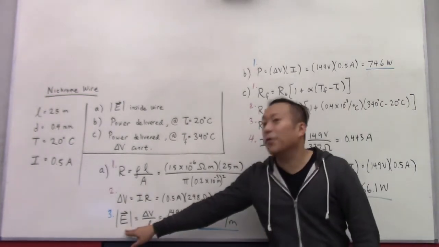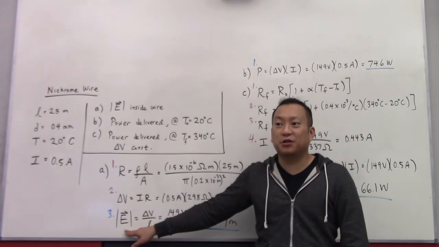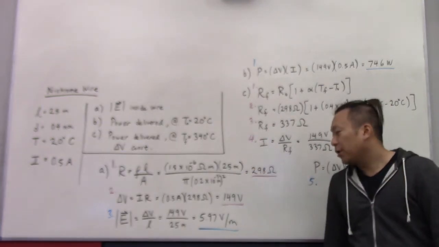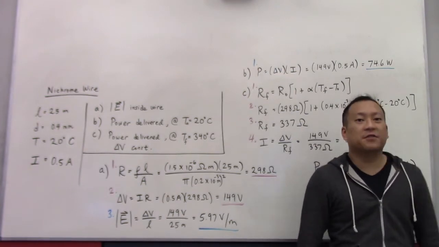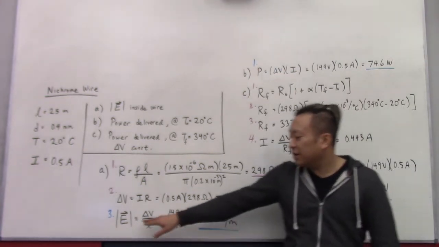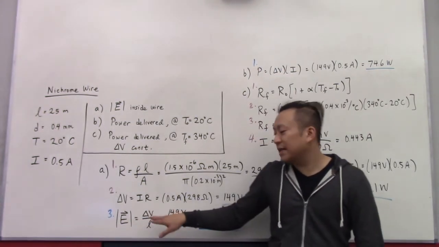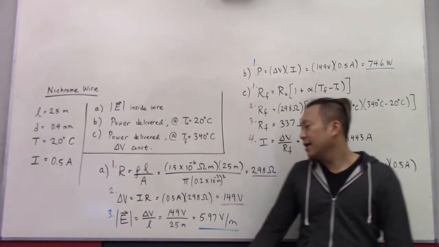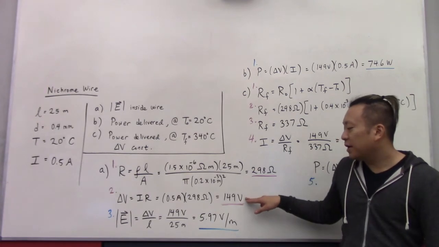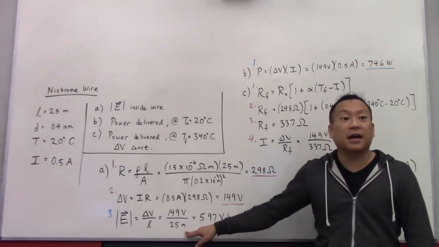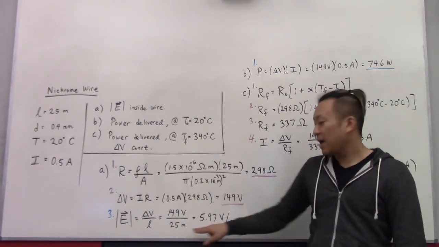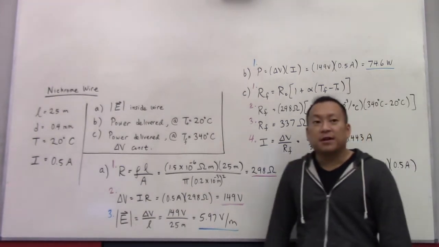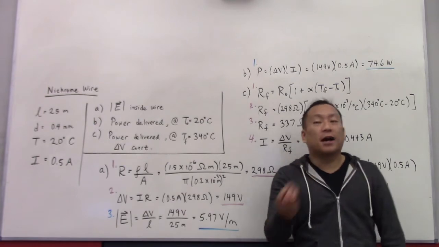And lastly, going back to our equations about electric field, remember electric field is voltage per meter. Right? You guys remember that. Voltage per meter. So you can see that electric field, this makes sense that this is voltage per length of that wire. So we can take 149 volts divided by the length of the entire wire, 25 meters, that was given, and we get this value, 5.97 volts per meter. That's the electric field value inside the wire.